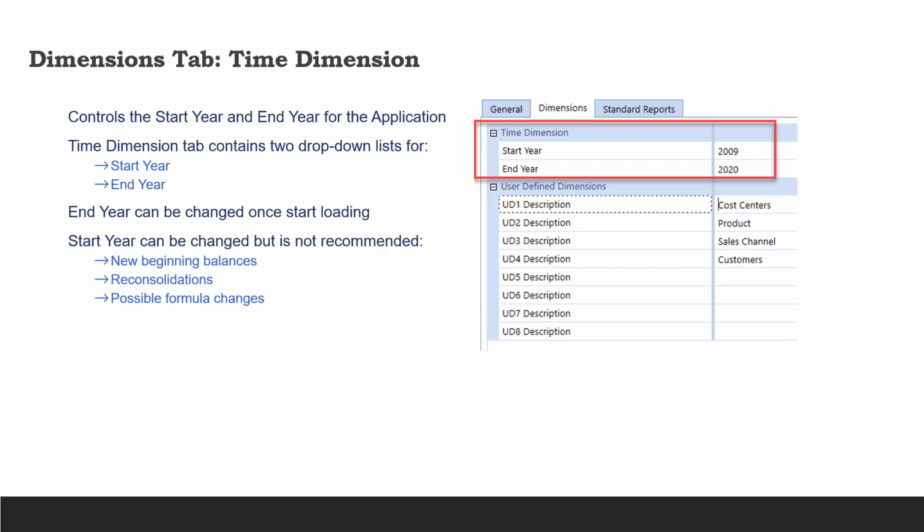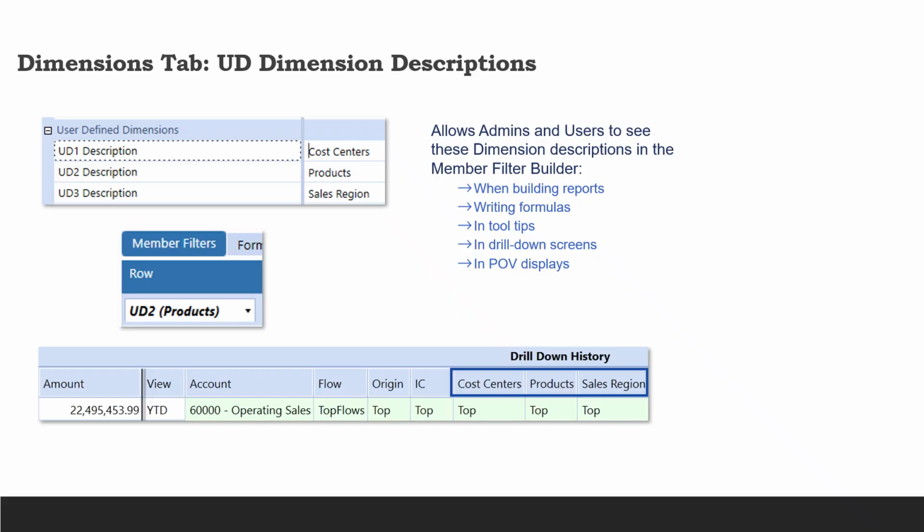Let's move to the next part, that is user defined dimensions. So we have here user defined dimension descriptions. It applies a custom description to 8 user-defined dimensions. The description applies to dimension type, not to each dimension, and will be visible to a user in various interfaces in a OneStream application.